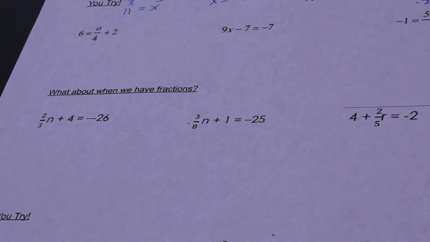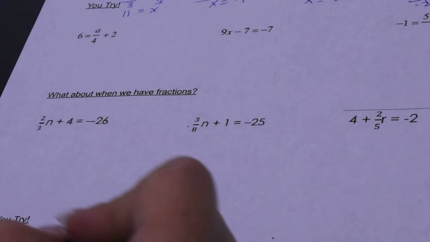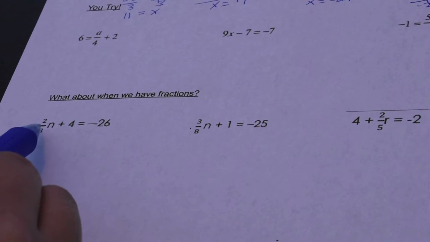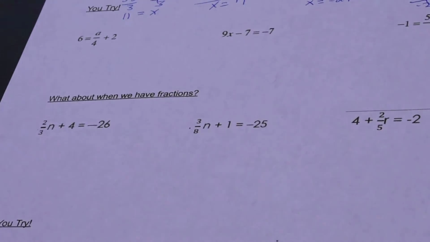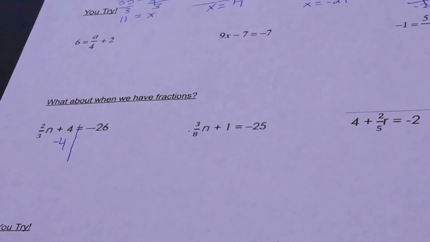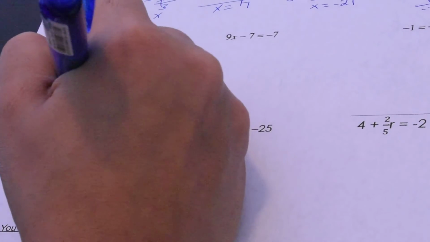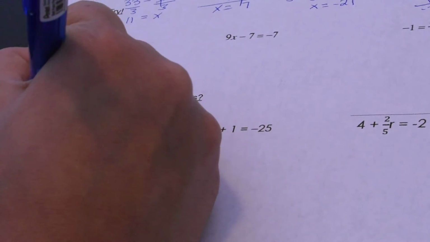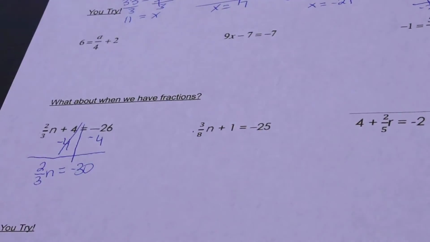All right. So 2/3 n plus 4 equals negative 26. So what I'm going to do is subtract 4, draw my river, and my last operation I said was plus 4, so I'm going to subtract 4 on both sides. So now I have 2/3 n equals negative 30, right?